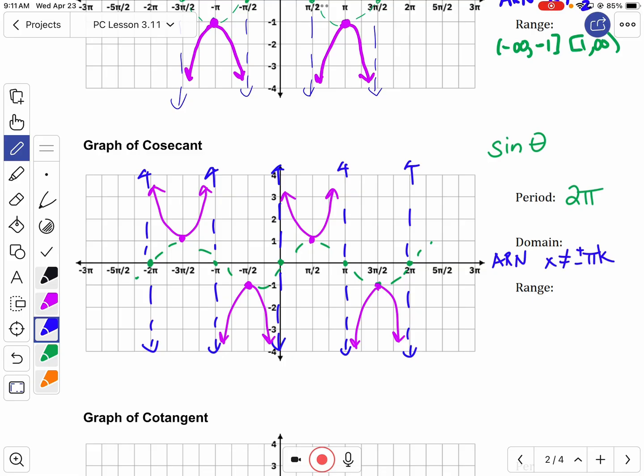Range. Who's not included on the y values? It's the same as the last one. We don't include 1 and -1. So negative infinity to -1, 1 to positive infinity.